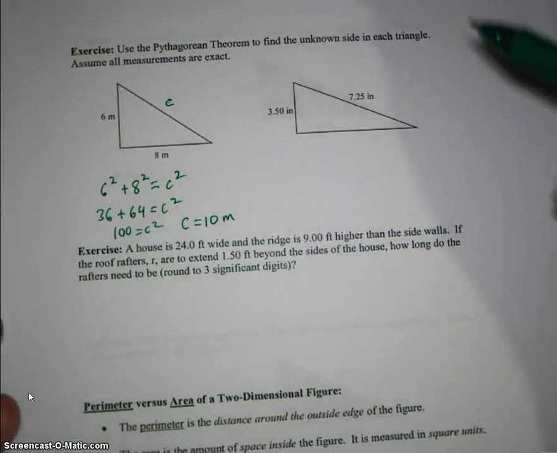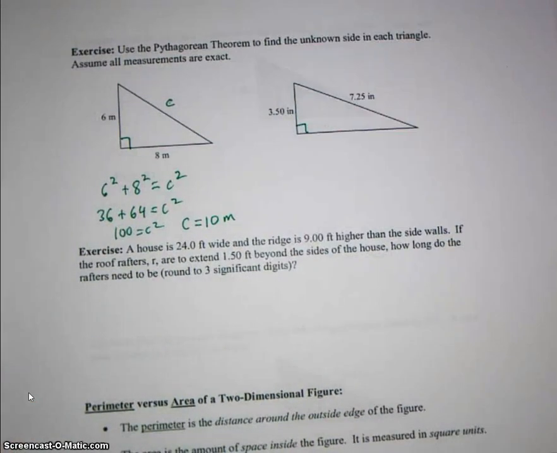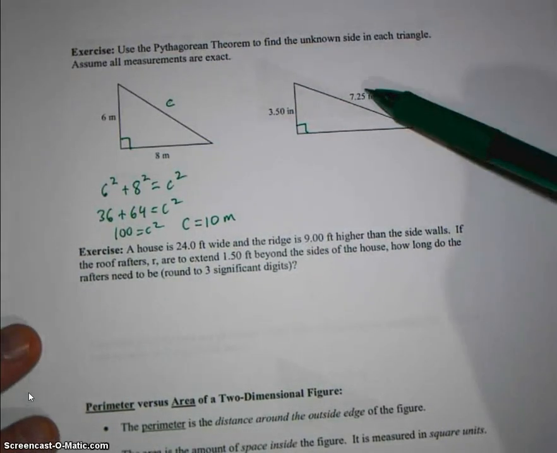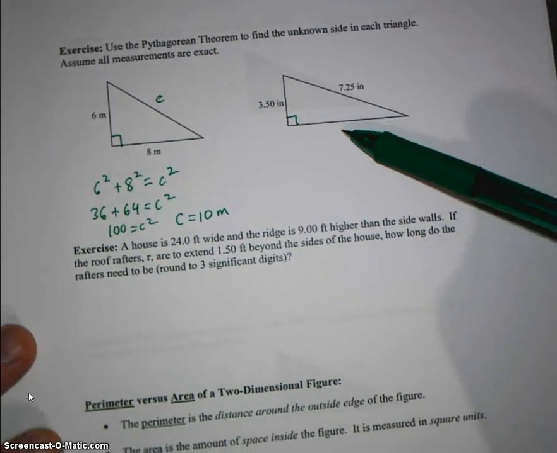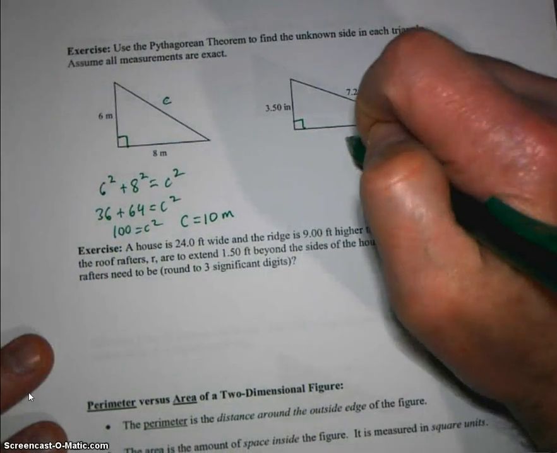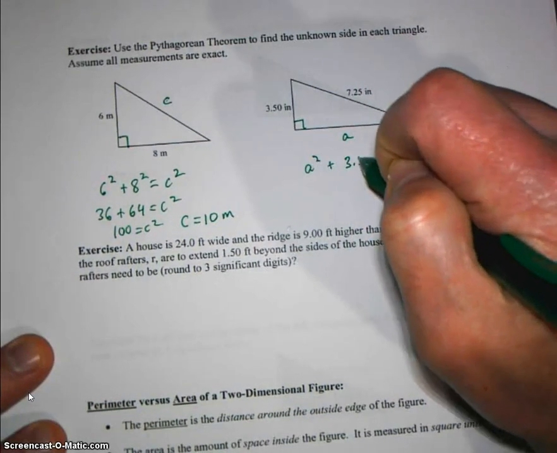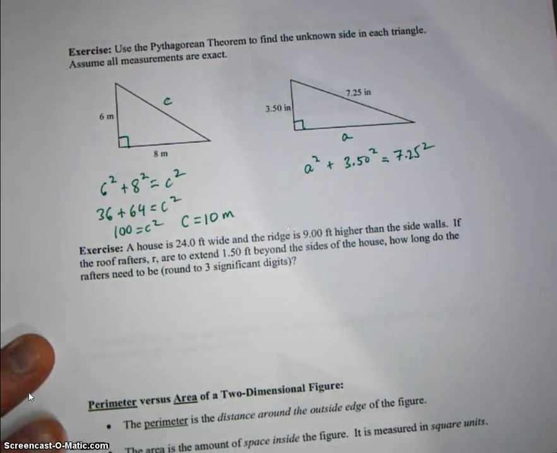All right, now the second problem. Of course, we're assuming these are right triangles. They didn't draw that in. I'm going to draw it in, because if it's not a right triangle, it doesn't work. In this one, we know c because we know the hypotenuse. So what I call this one really doesn't matter. Again, I could call it a or b. I'm going to call it a. So I would have a squared plus 3.50 squared equals 7.25 squared.